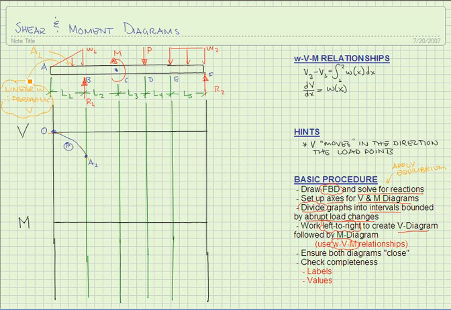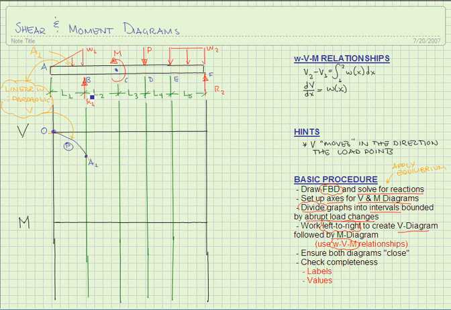So since this is linear, that is parabolic. And that goes back to this relationship here. All right, we're moving right along. The next thing we encounter is this applied load at the reaction at point B.